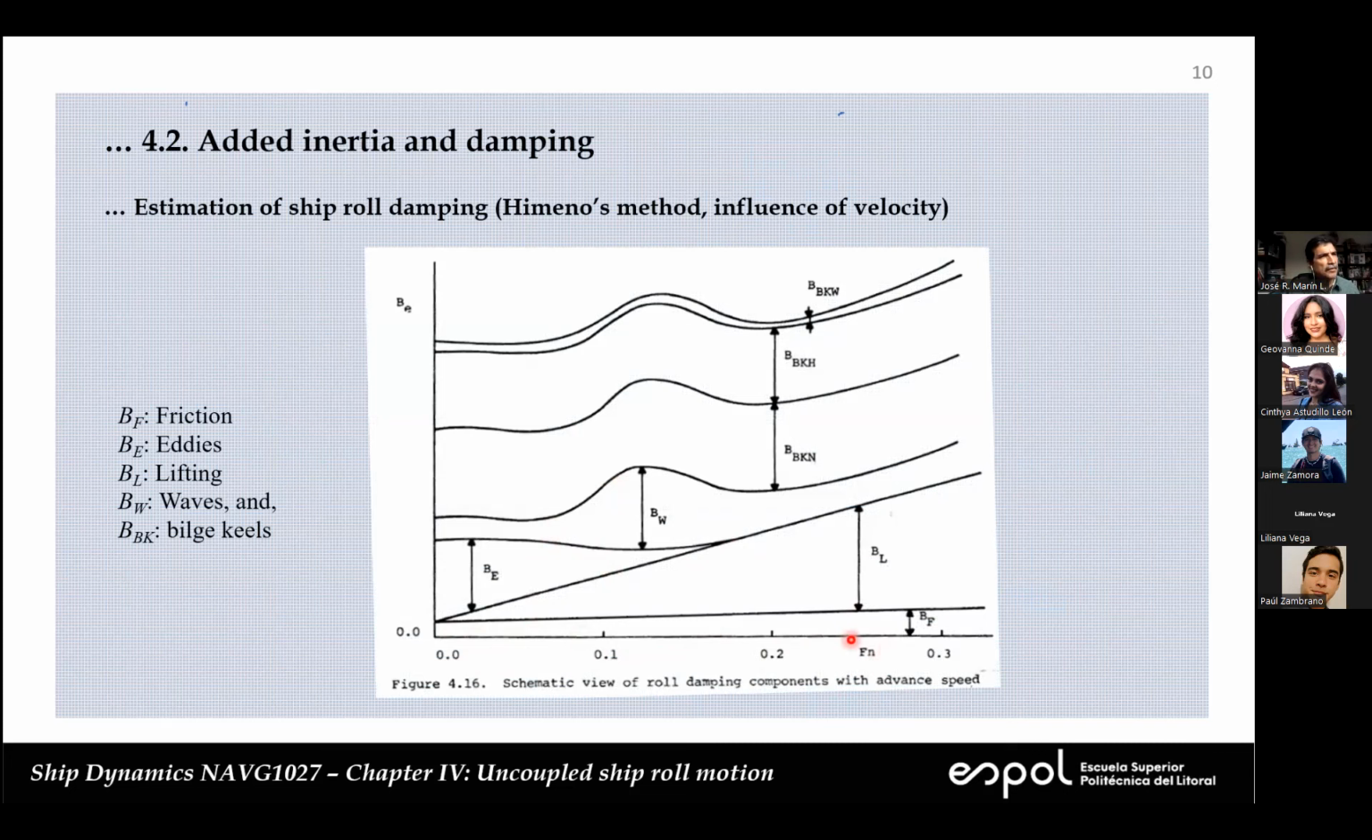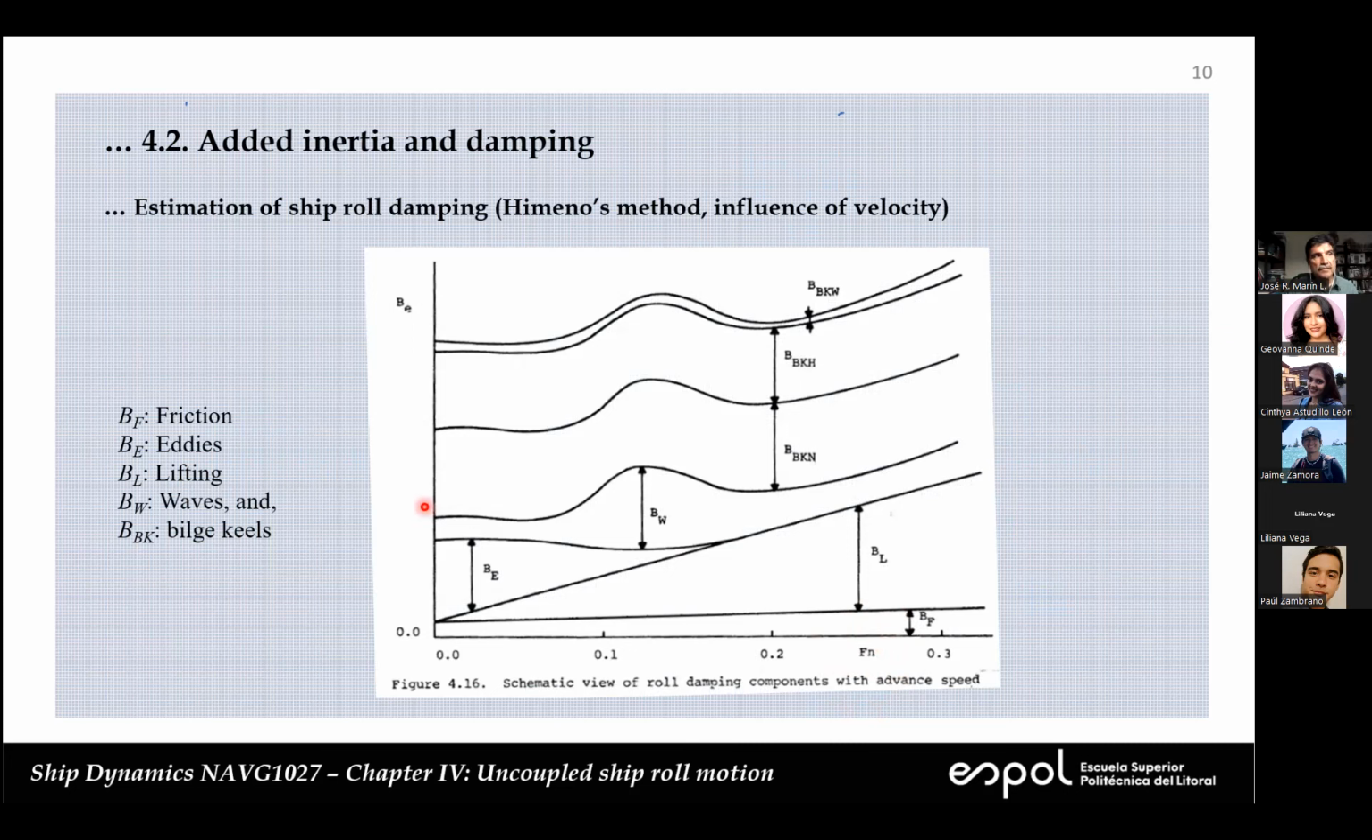How do you find the Froude number, Miss Astudillo? Do you remember the definition of the Froude number? Velocity over square root of gravity times LPP. Okay, good.